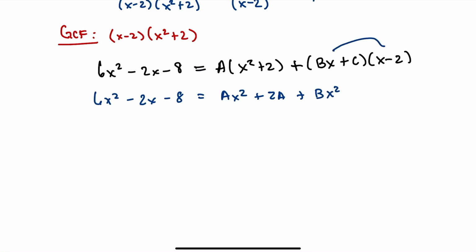Now I'm distributing over here, right? All right, I'm doing that to both terms. Minus 2bx plus cx minus 2c. Cool. And just a quick recap here.